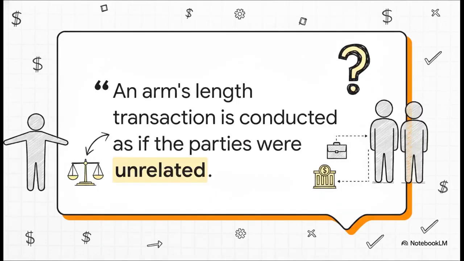The ultimate benchmark you are looking for here is called an arm's length transaction. This basically means the deal was conducted as if the two parties were total strangers, acting independently, and bargaining at fair market rates. So if the company sells goods to a director's private firm, you have to ask yourself, would the company offer this exact same price and these exact same credit terms to a complete stranger? If the answer is no, then it is absolutely not an arm's length transaction.